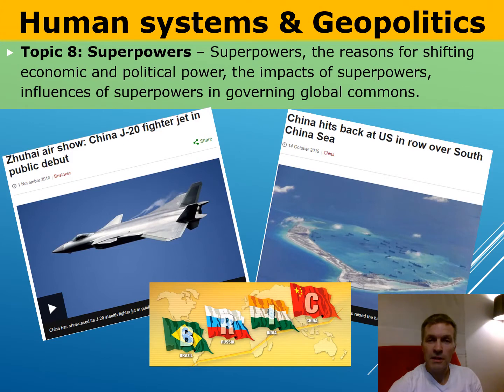Superpowers. Certainly, how the world is changing with the USA and the challenging nations such as China, Russia, India, and Brazil, many other nations that are really moving forward economically and gaining power. So it's a really ever-changing topic, that one.